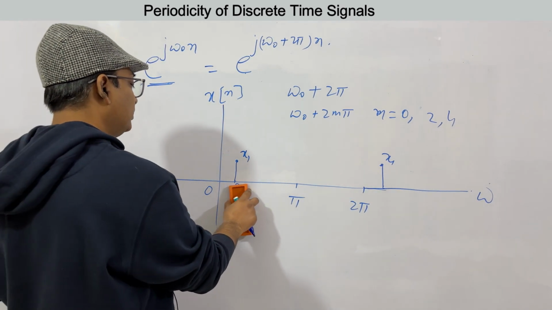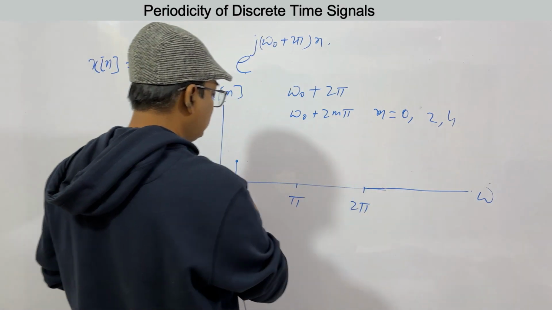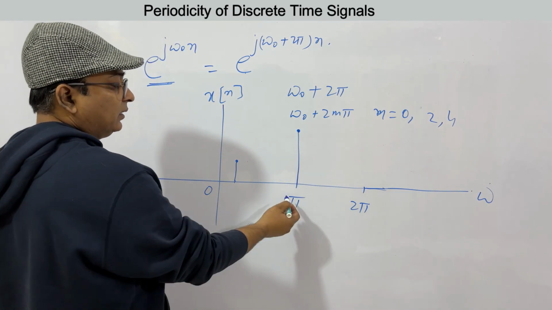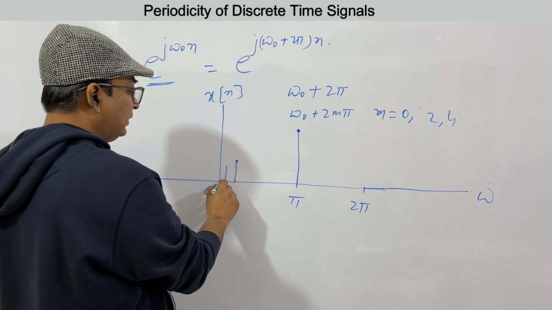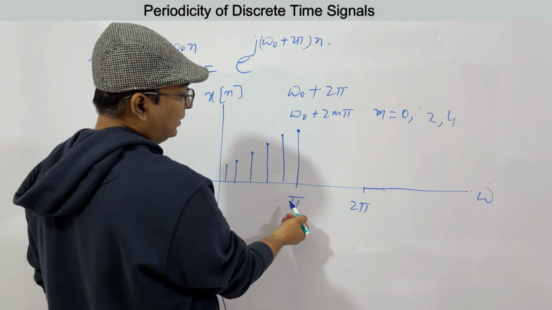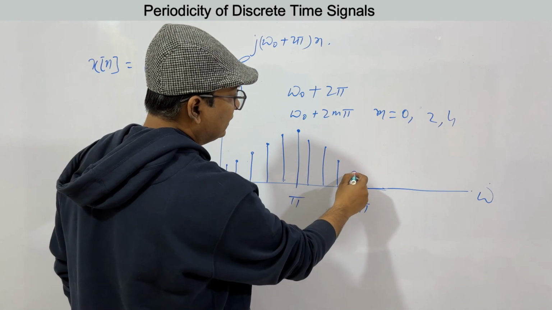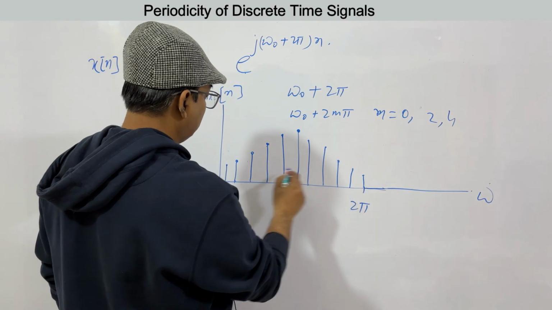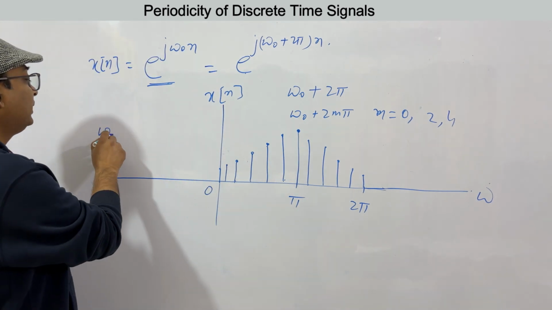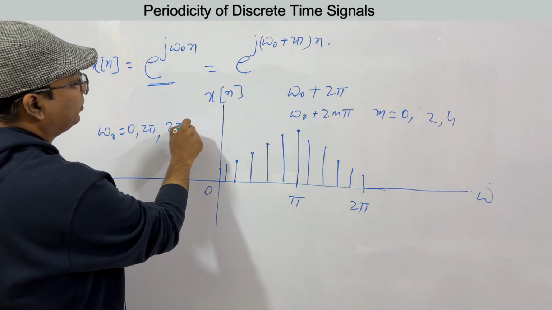Second is, if you monitor it closely, between 0 and 2 pi the value of x[n] keeps increasing till it reaches omega 0 equal to pi, and then it starts decreasing. Let's say this is the value at omega 0 equal to 0, 2 pi, or 2 m pi.